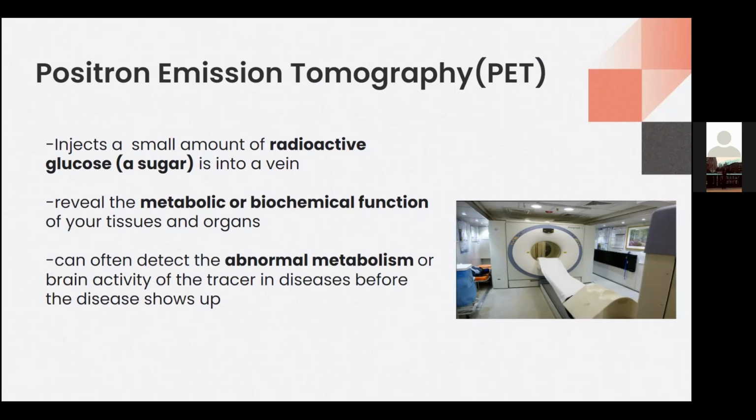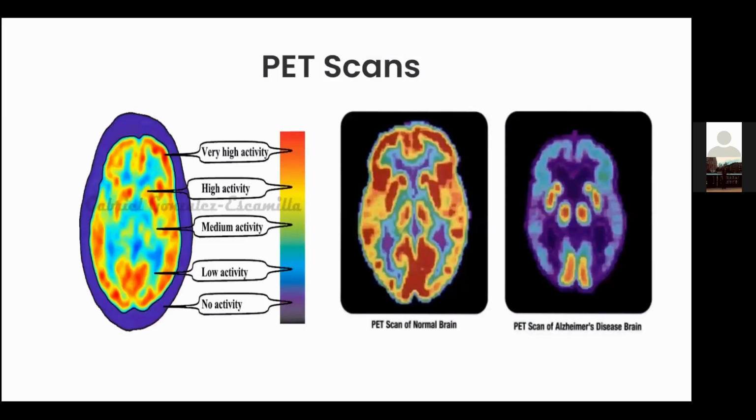So using a PET scan, they'll see which part of the brain is most active and which part of the brain is not active. This can be used to trace diseases and the parts of the brain that are damaged in diseases like Alzheimer's. These are some examples of PET scans. As you can see here, the red part is very high activity, and the blue part is very low activity. That's how scientists distinguish where there's high activity and low activity in different parts of the brain.